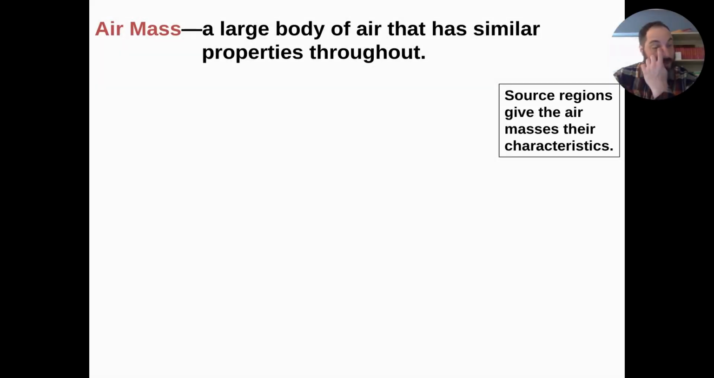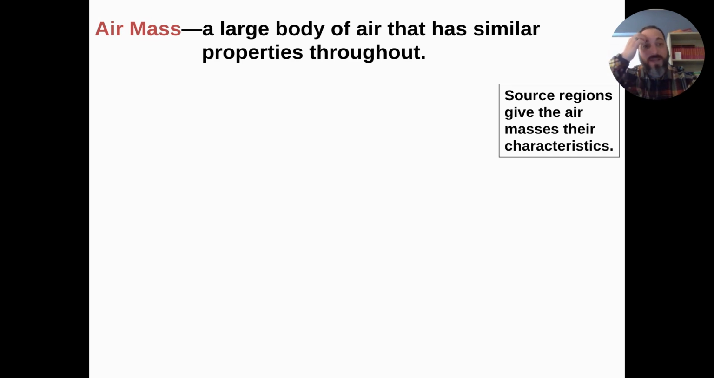Air masses and fronts. So let's get to it. So what is an air mass? An air mass is a large body of air that has similar properties throughout. That means it has the same relative temperatures, the same relative humidity, the same things throughout the entirety of the air mass.